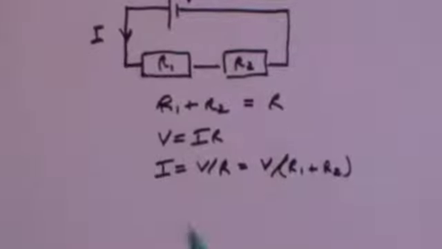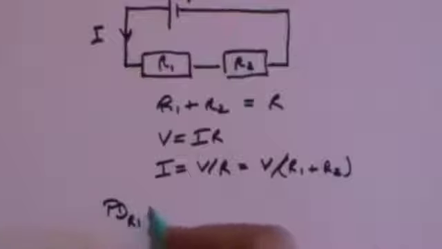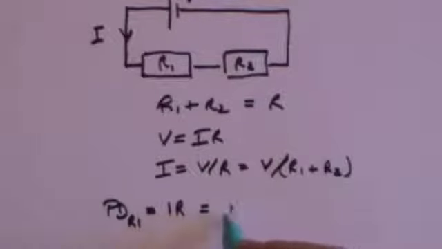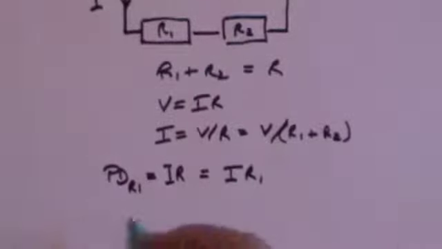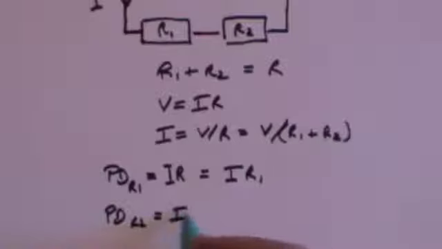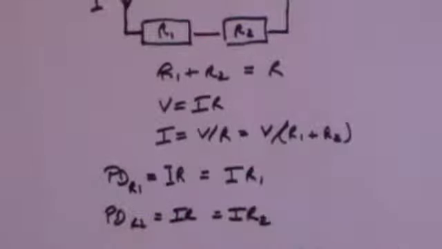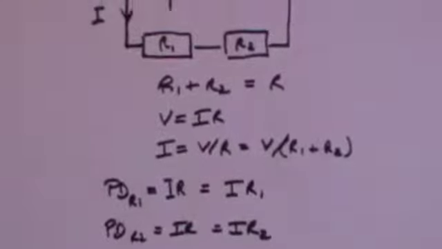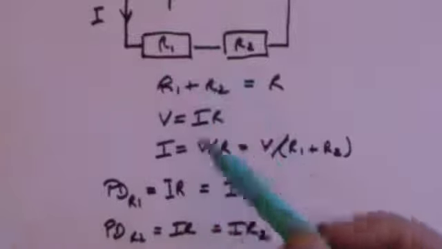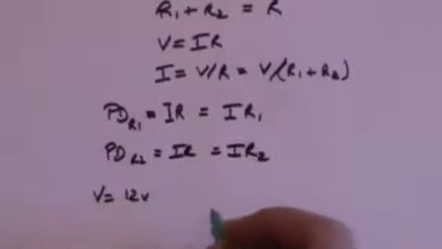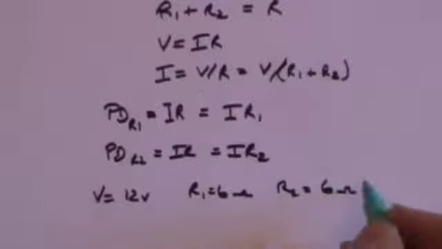So in other words, the potential drop across R1 is equal to IR, and that is equal to I, the current, times R1. The potential drop across R2 is also IR, that's IR2. So the potential drop across an individual resistance is simply the current going through it multiplied by the value of that resistance. Let's suppose that V is a 12-volt battery, that R1 is 6 ohms and R2 is 6 ohms.